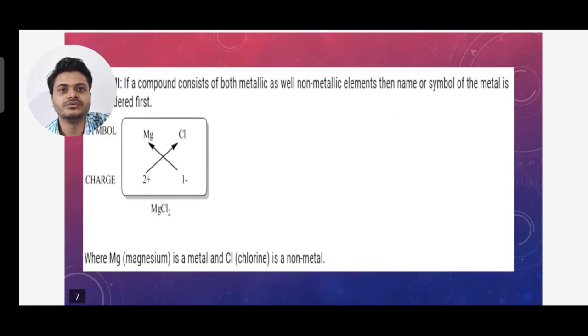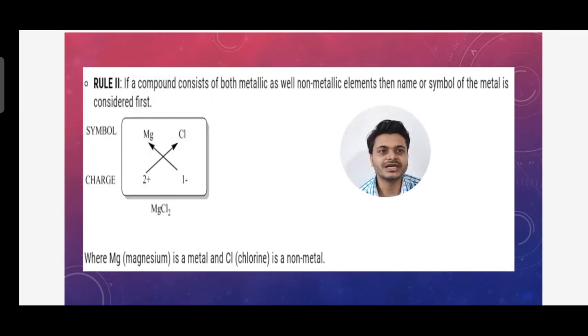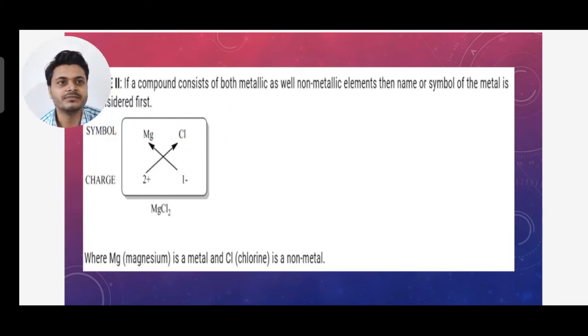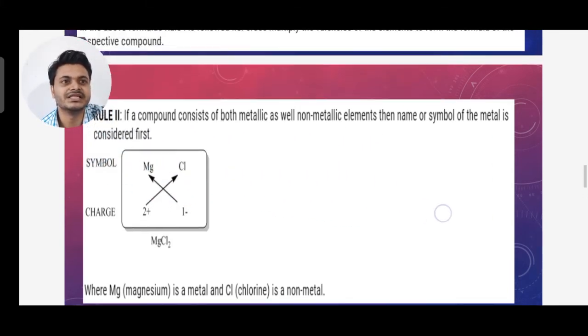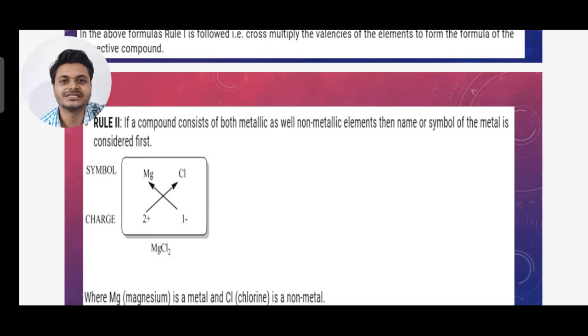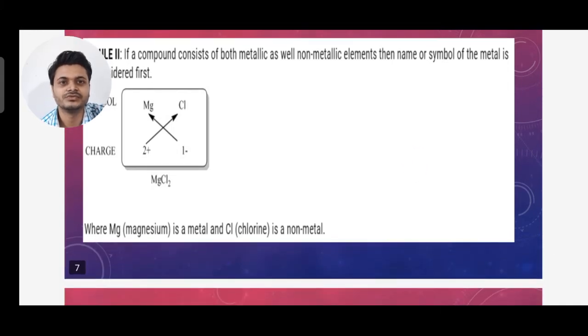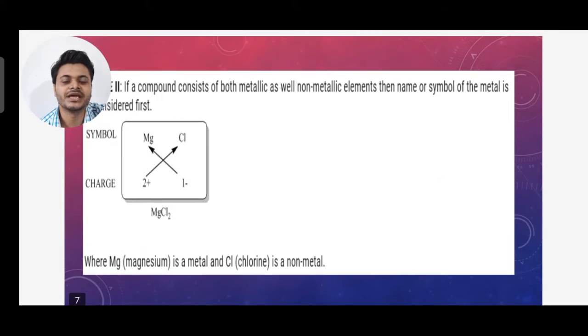Next, rule 2: if a compound consists of both metallic as well as non-metallic elements, then the name or symbol of the metal is considered first. If one is metallic and another is non-metallic, you can see the symbol MgCl. Mg is +2, that is, magnesium's valence is 2, and Cl is 1.